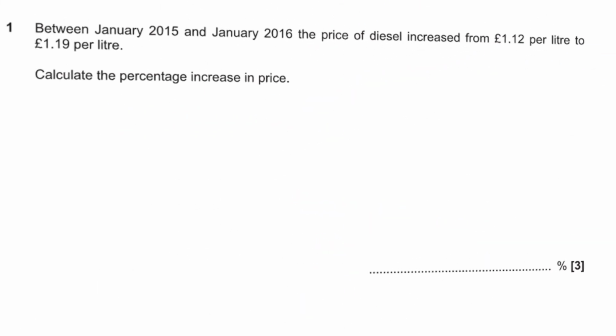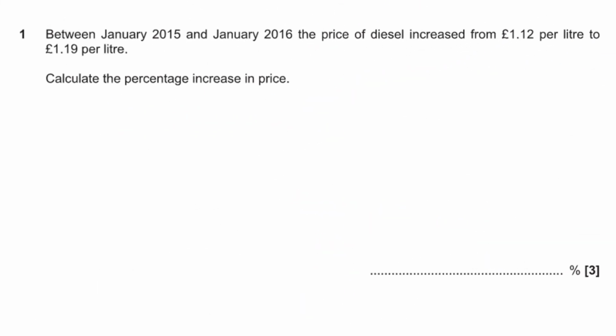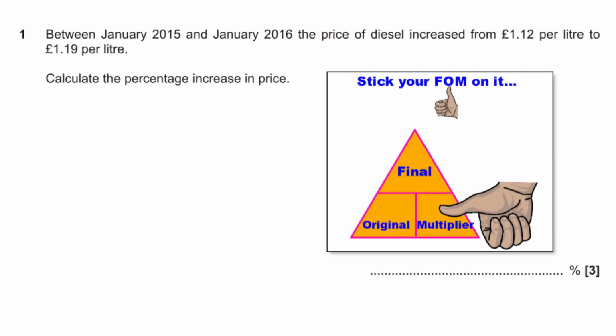Between January 2015 and January 2016, the price of diesel increased from £1.12 per litre to £1.19 per litre. Calculate the percentage increase in price. Okay, now I tend to use this triangle when I do percentage questions. FOM, stick your thumb on it. F stands for final, original, and multiplier. It's arranged like this into a triangle, FOM.